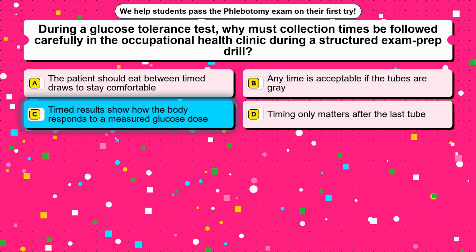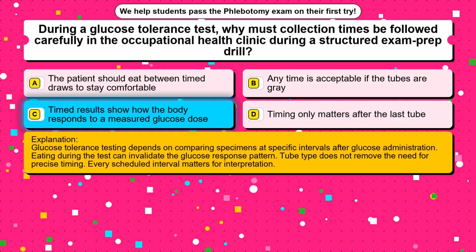The correct answer is option C. Timed results show how the body responds to a measured glucose dose. Glucose tolerance testing depends on comparing specimens at specific intervals after glucose administration. Eating during the test can invalidate the glucose response pattern. Tube type does not remove the need for precise timing. Every scheduled interval matters for interpretation.